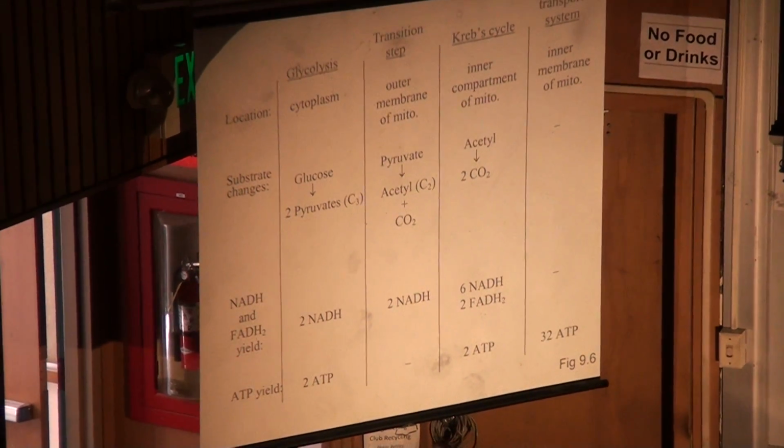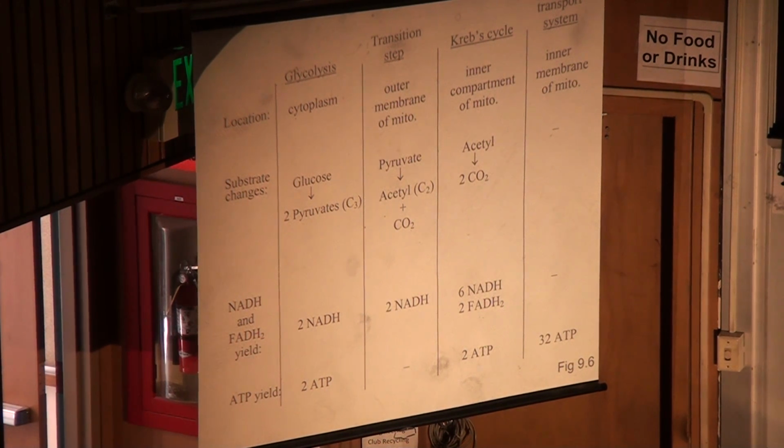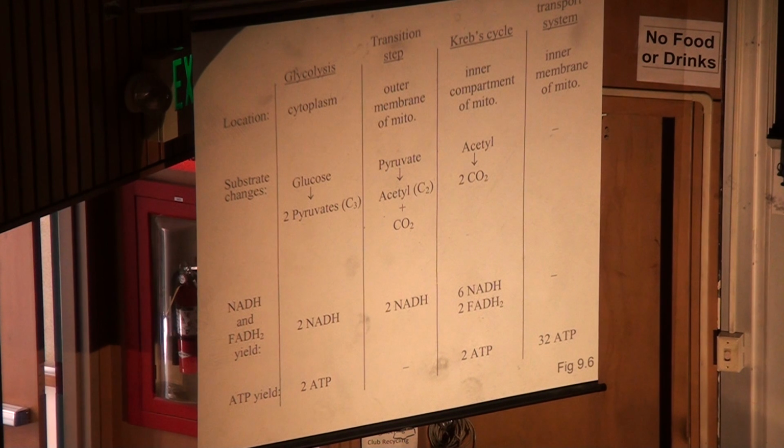Now, this table right here, I intend for you to use as kind of a summary table. It encapsulates all the major information that I'm going to go through in this lecture. And so what I'm going to do is skip this for now, but every time I complete a section on glycolysis or transition step or Krebs cycle or electron transport system, I'll flip back to this table just so you can see where all this data comes from. So let's start off with the glycolysis step.